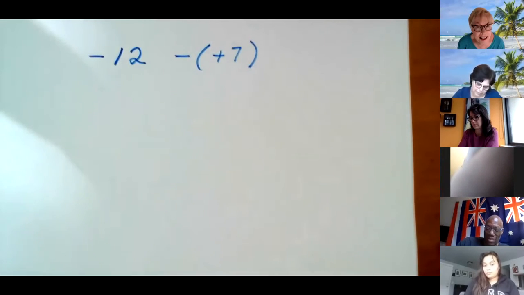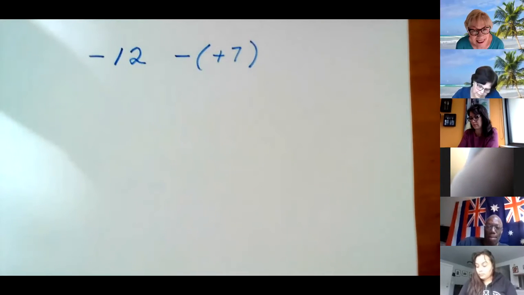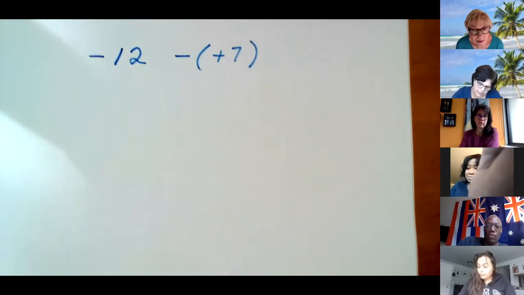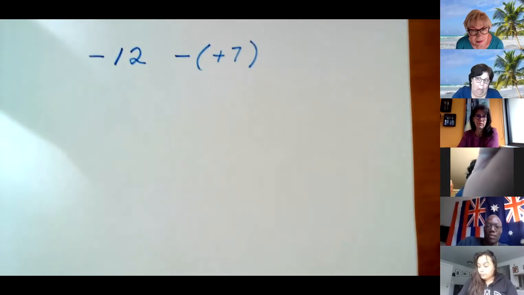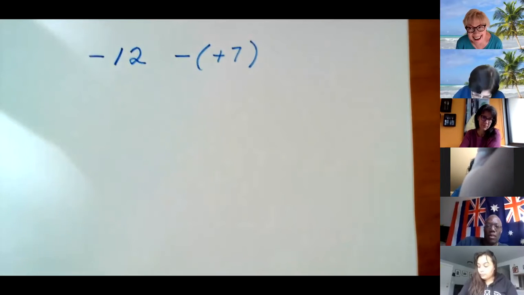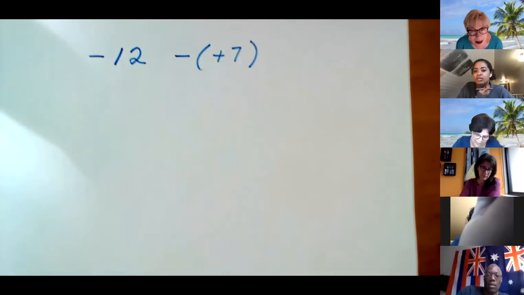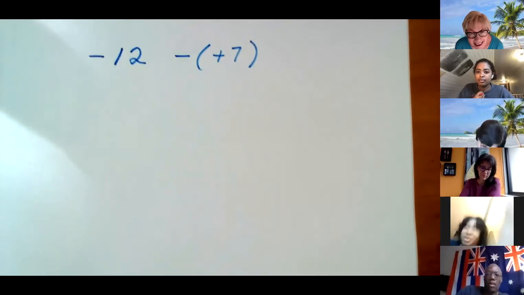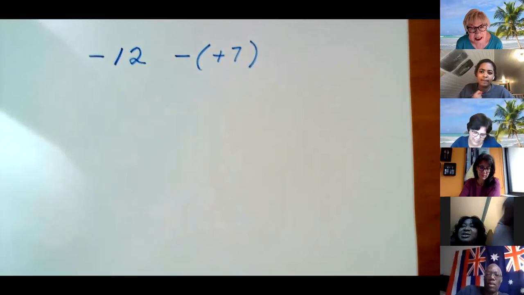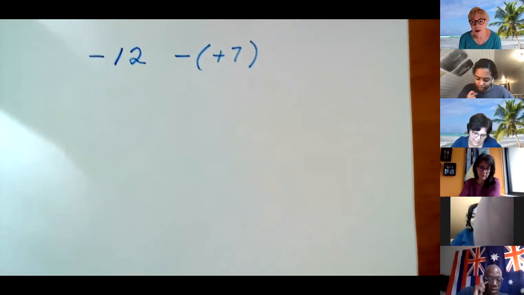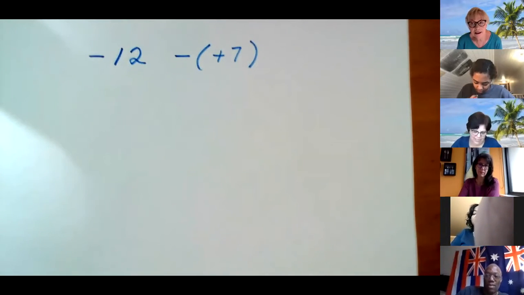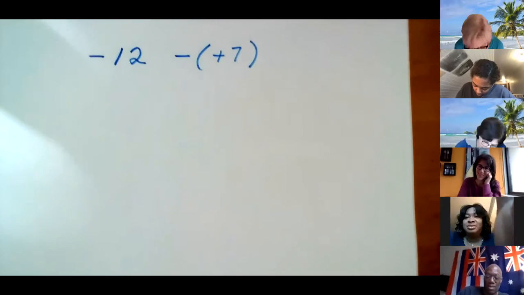Tell me what you think this is. Positive 5? Maybe. Is it negative 19? That's a no, by the way. I think that's going to be negative 19. Does anybody else want to contribute an answer to this? No, but I'd like to know how.